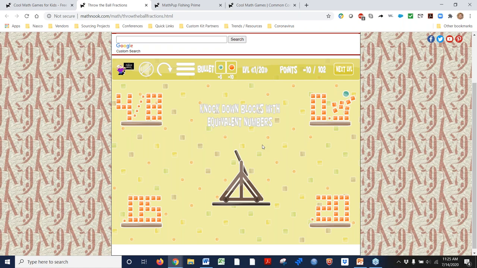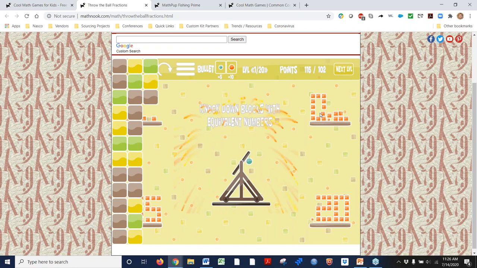Notice I gained points here. As I'm throwing the ball, I lose 5 points for this. If I want a bigger ball, I can get a bigger ball, but I lose 10 points. So then you keep going until you get all the points available. And if you go on the left side, you'll notice you'll swing over to the other side to be able to go and get all the points you need. So I am able to go to the next level. But again, recognizing equivalent fractions is something a little bit different for students to be able to use.